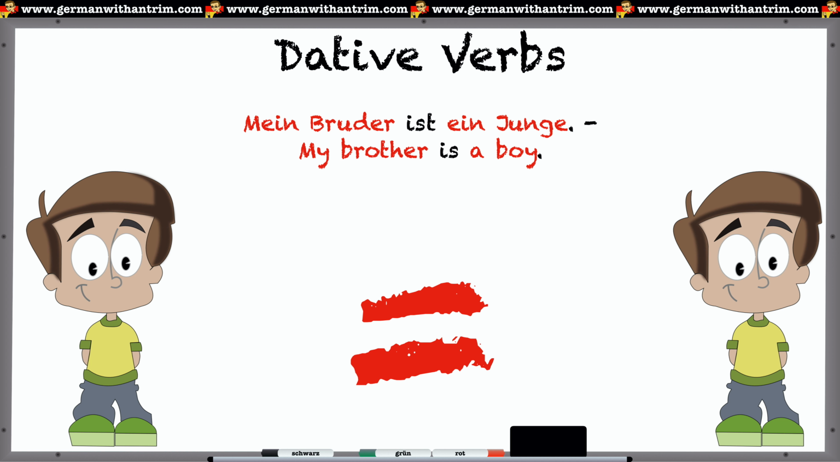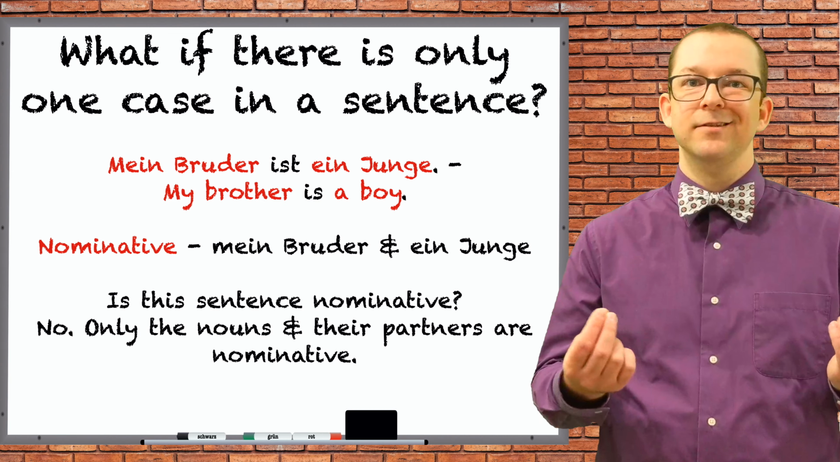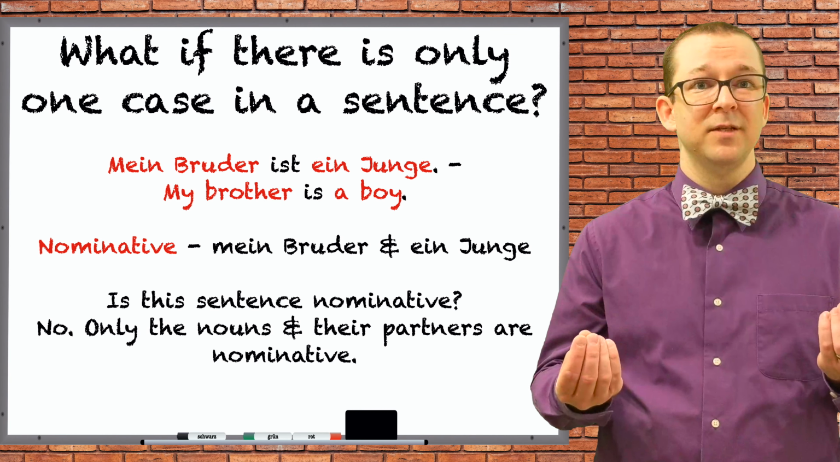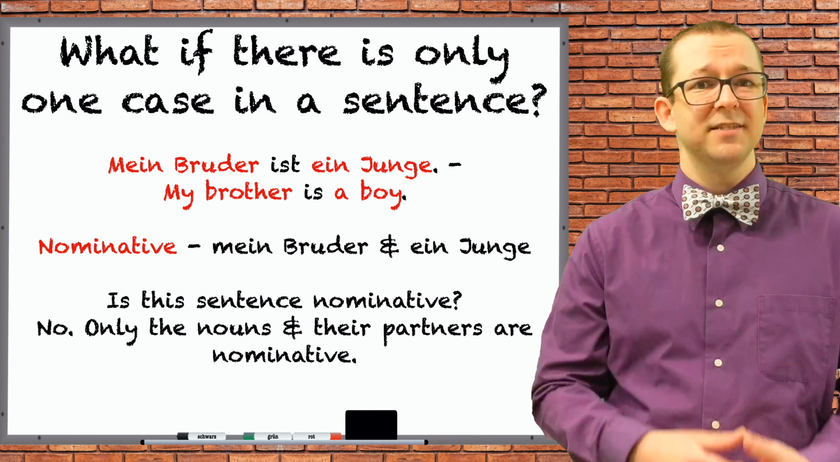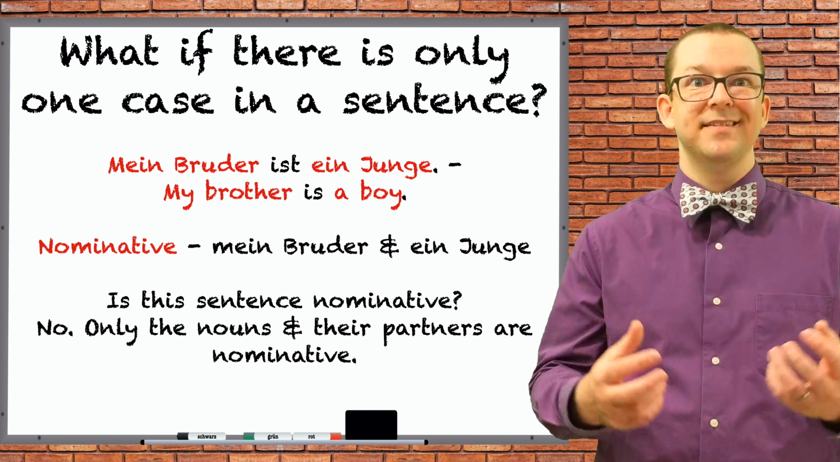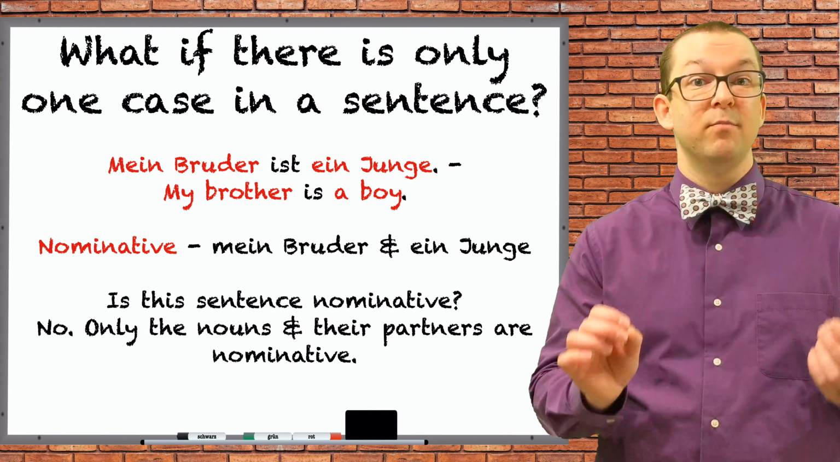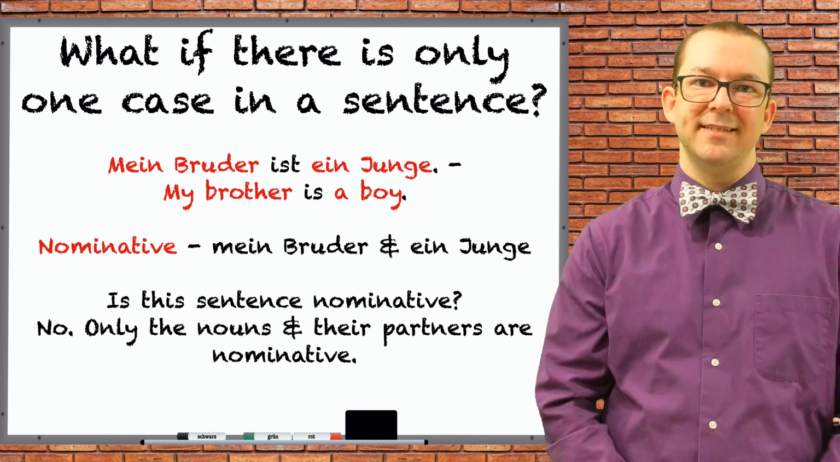Mein Bruder ist ein Junge. My brother is a boy. Both the boy and my brother are in the nominative case. Does this make this sentence nominative? There are no other cases here, but still no, the verb doesn't have a case. The sentence doesn't have a case. The nouns and their partners within the sentence do have cases.